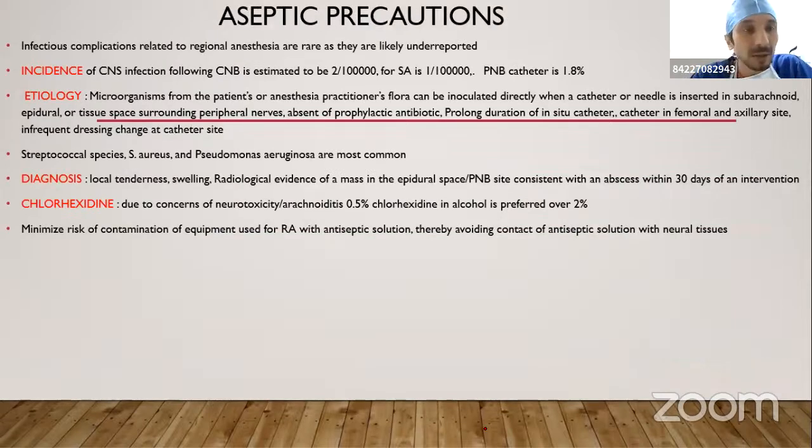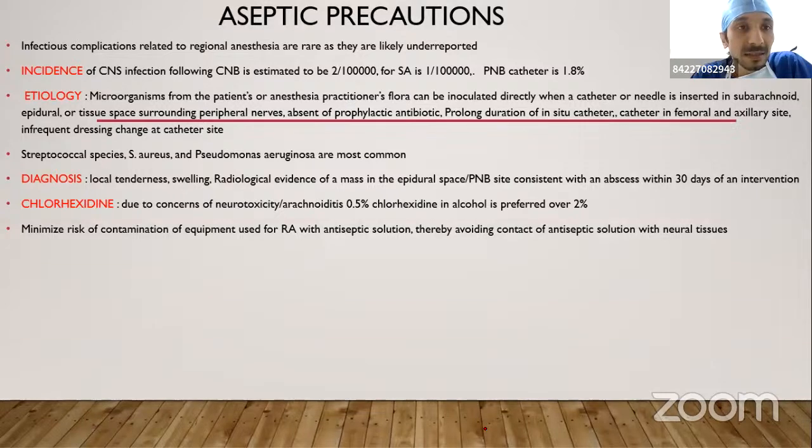Next is aseptic precautions. Infectious complications related to regional anesthesia are rare, though they are likely to be underreported. The incidence of CNS infection following a central neuraxial block is around 2 in 1 lakh, and that for spinal anesthesia is around 1 in 1 lakh. But the rate of infectious complications with a peripheral nerve block catheter is around 1.8%.